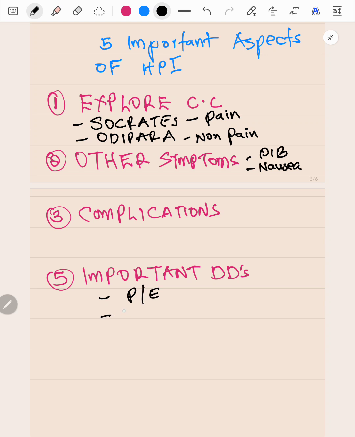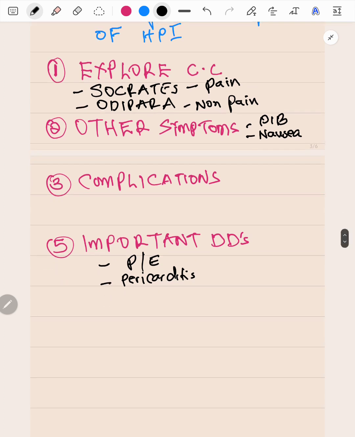Important differential diagnosis: if it is chest pain, you want to rule out things like pulmonary embolism and pericarditis. This only happens if you have asked about Socrates and you still do not know the diagnosis. But if you know the diagnosis, straightforward, ignore the important differential diagnosis and go straight to the past medical history.